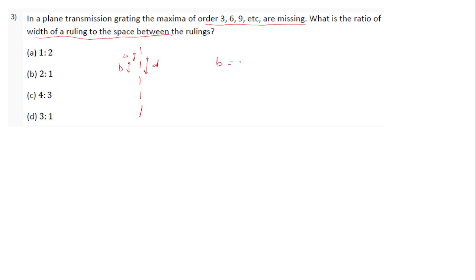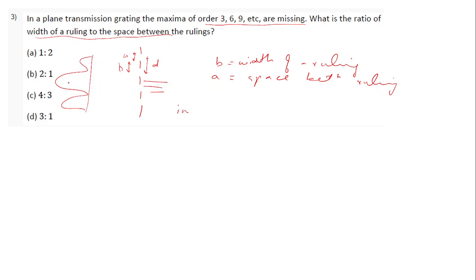So let's say B is the width of a ruling, A is the space between rulings. Then the condition, we know in the screen, light is coming from this side, let's say, and on the screen we'll be getting the pattern due to diffraction, and also the pattern due to interference of the fringes. They will be overlapping, and then diffraction minima also will have some interference peaks which will get missing, because this maxima of interference will be missing.